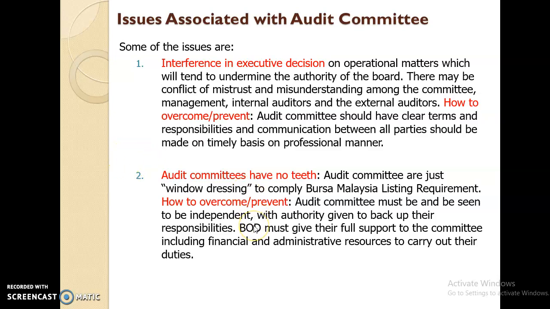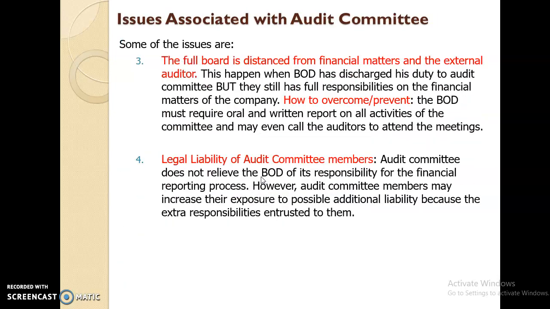And then secondly, audit committees have no teeth. So this is only a claim. They're saying that the audit committee is just established as window dressing to comply with Bursa Malaysia listing requirements. But to overcome this, the audit committee of each organization must be seen to be acting independently, with authority given to back up their responsibilities. So the board of directors needs to give full support to the committee, including the financial and administrative resources to carry out the duties.